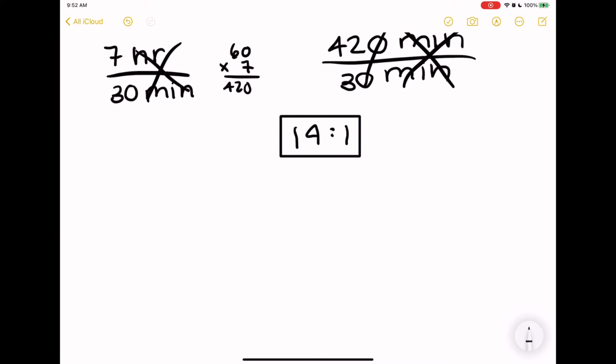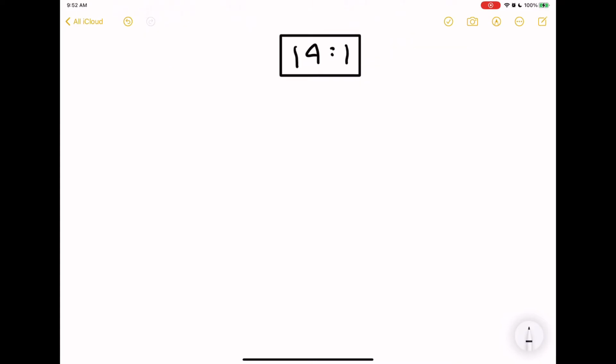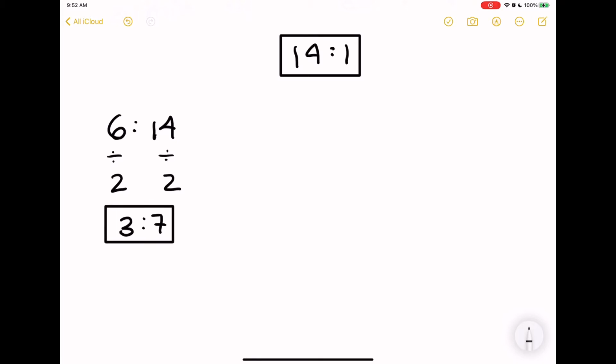Remember, whenever you get a 1, you always need to write that 1, not just make it 14 to 0. It must be 1. So next we have 6 to 14. We can divide both sides by 2 and get 3 to 7.